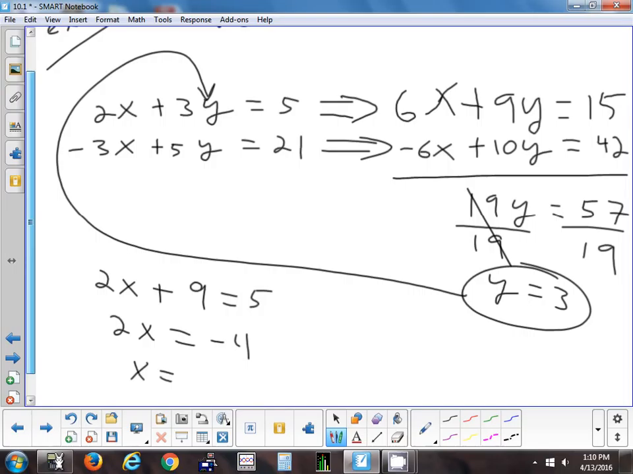And now, last step, you've got y, you've got z. Go all the way back to one of the original problems. Which equation do you want to use? And what variable are we solving for? Okay, so we've got x plus, what was it, 4y?